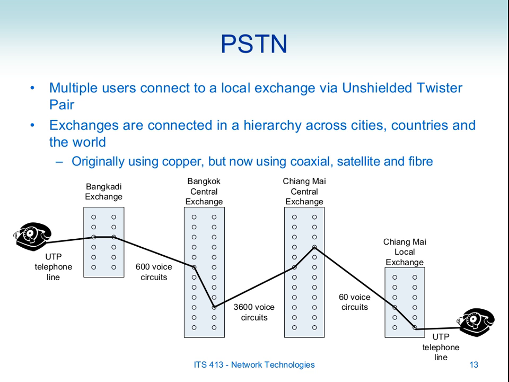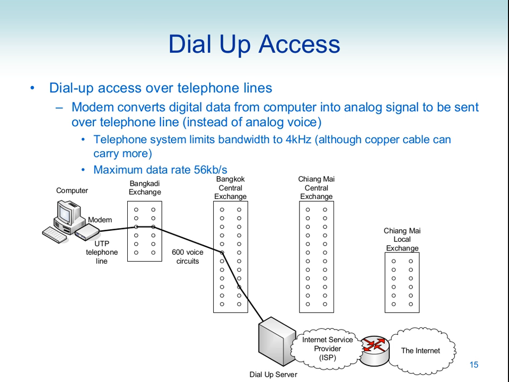Now, how do we get internet access? This is for making a phone call. Dial-up internet access. We use the same telephone network, but there's some internet service provider. They have their own network, and they connect via some router to the larger internet. So there are two different networks. There's the telephone network, and there's the internet. And your internet service provider connects them together for you.